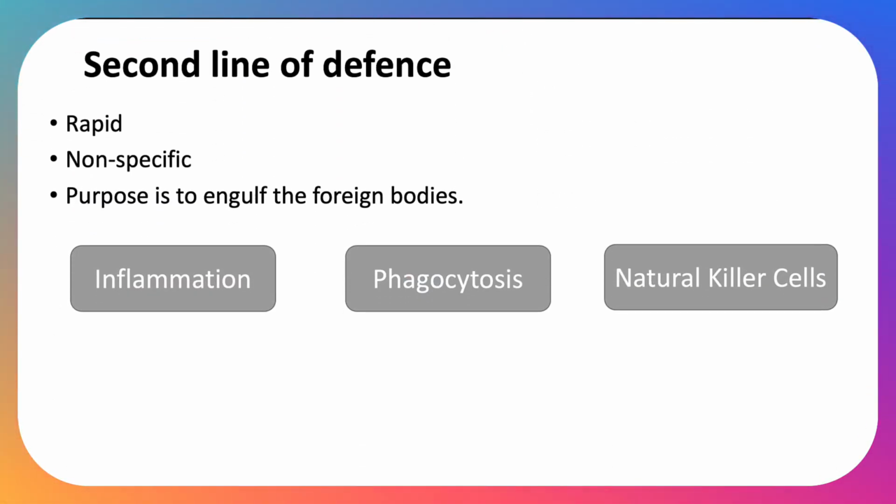Now, the second line of defense. This occurs when a pathogen has actually got in and invaded. It's non-specific, so it's very, very rapid. And the whole point of it is to engulf foreign bodies.